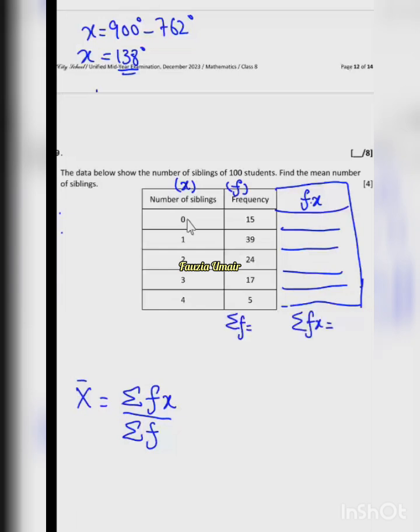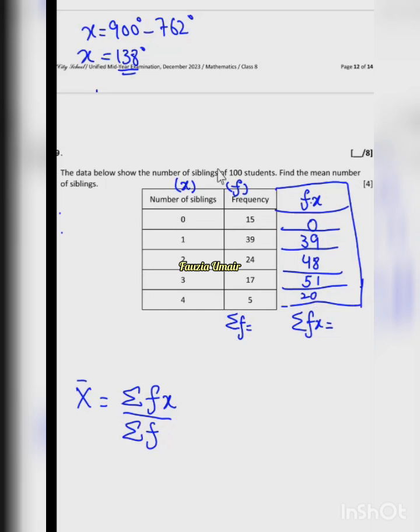So can you tell me the multiplication answers? What is 0 into 15? Ma'am, 0. What is 39 into 1? 39. What is 24 into 2? 48. That's right. What is 17 into 3? Ma'am, 45, or 51. Yeah, that's 51.